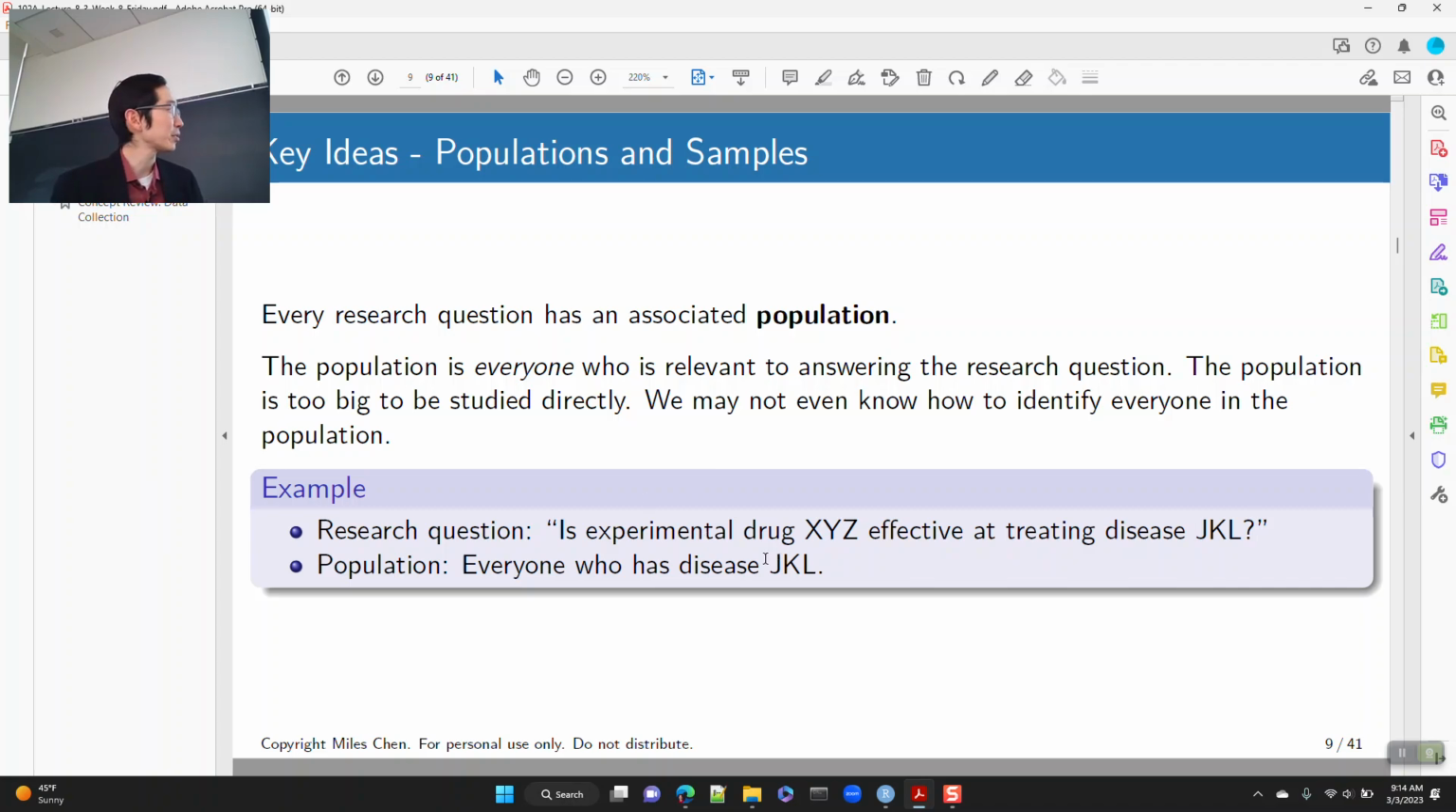So if your question is, is this new drug that we're developing effective at treating some disease JKL, okay? The population there is everyone who has disease JKL. There's probably too many people, and we don't even know, right? Part of the problem with a lot of diseases is people don't even know they have a particular disease until they start showing symptoms or something like that. And so there's no way for us to track down this population directly.